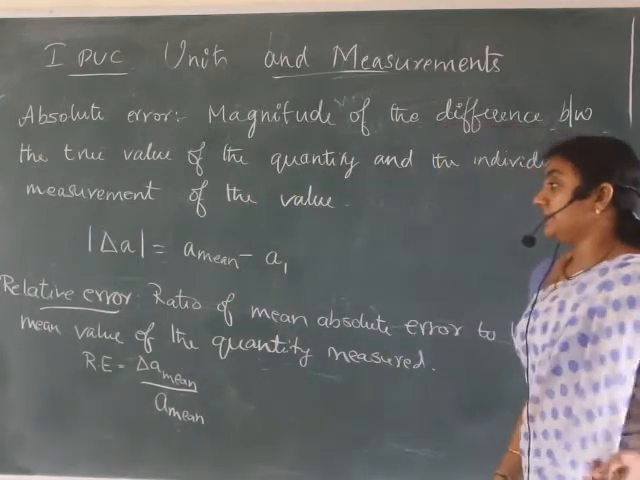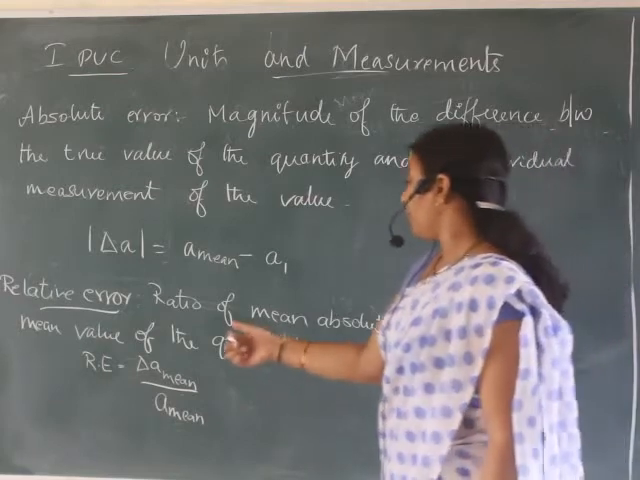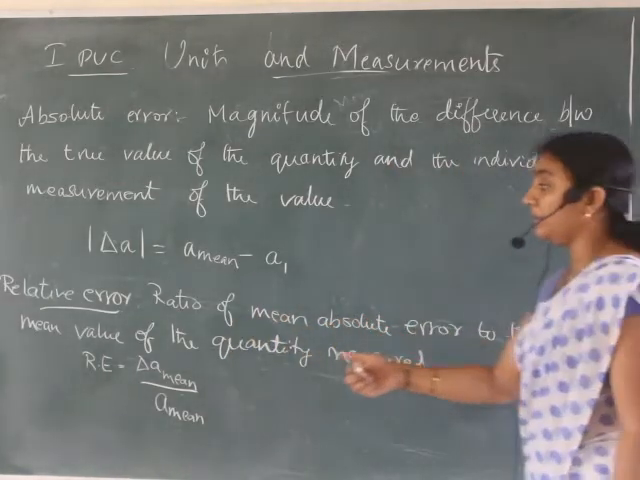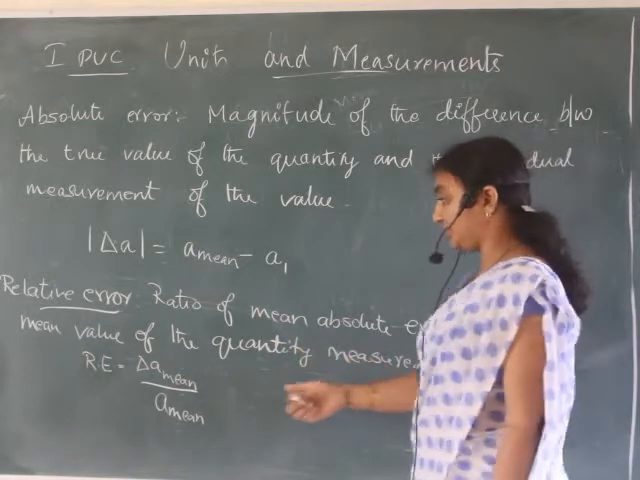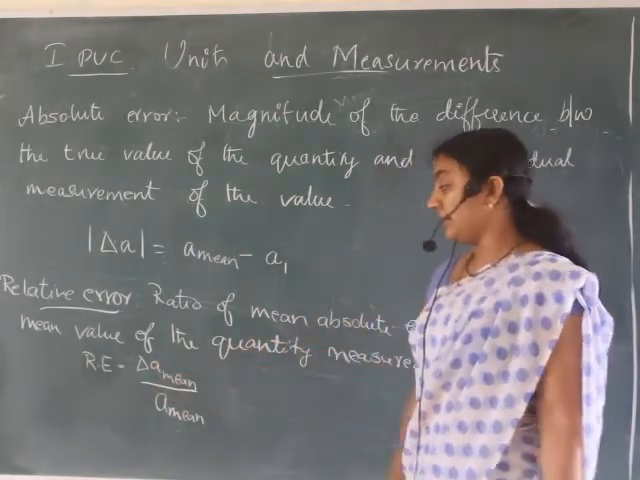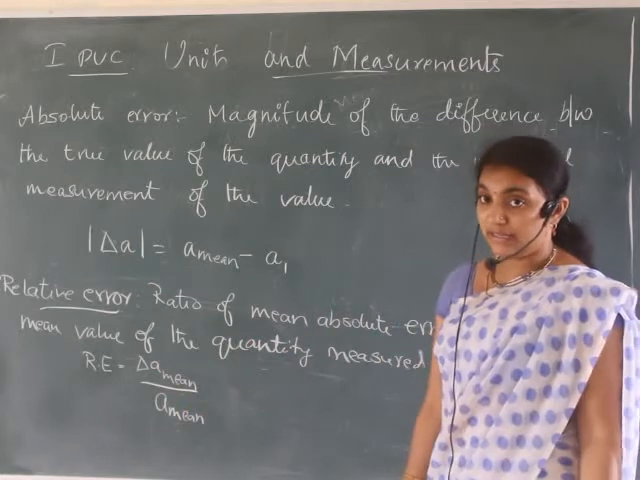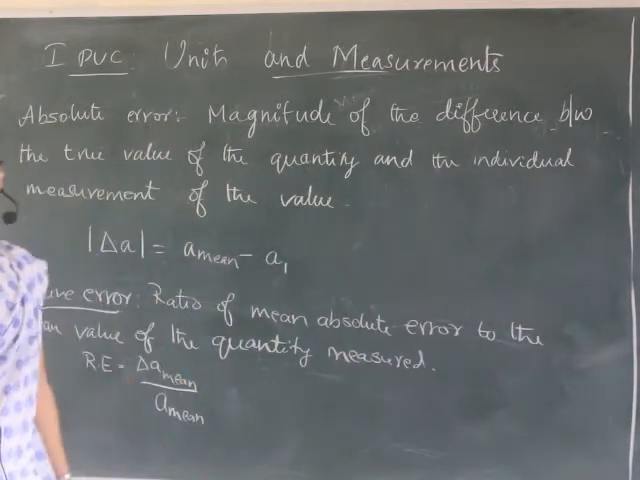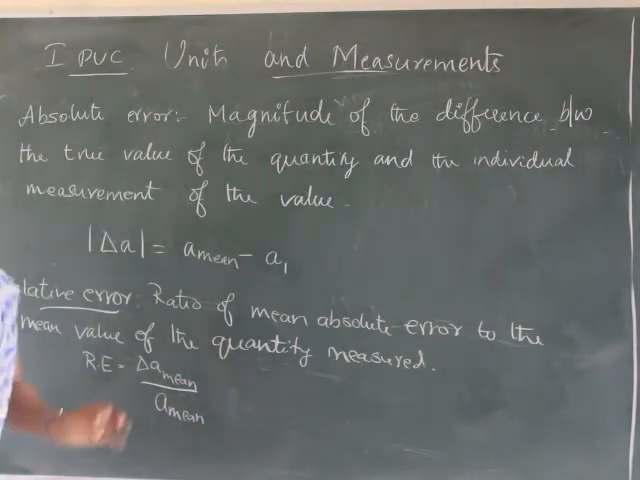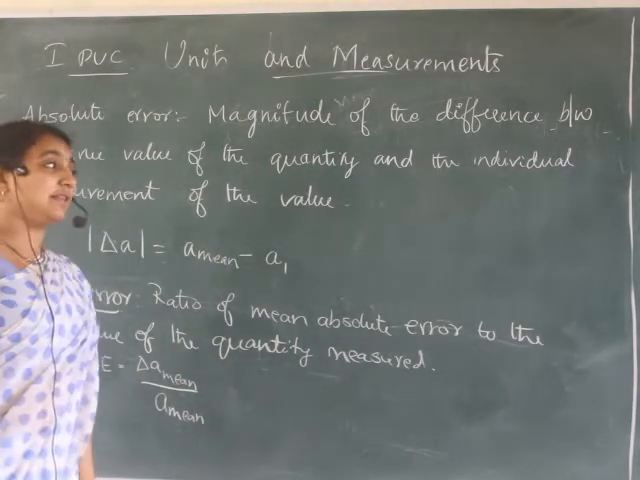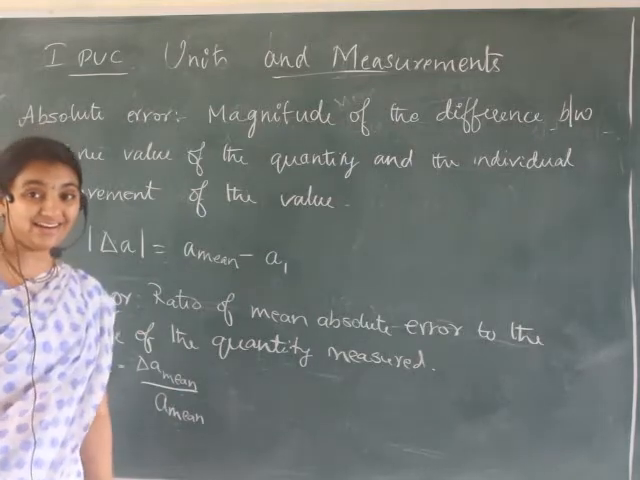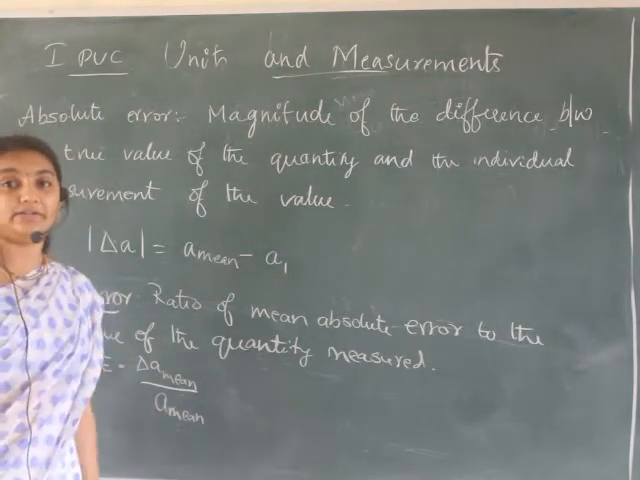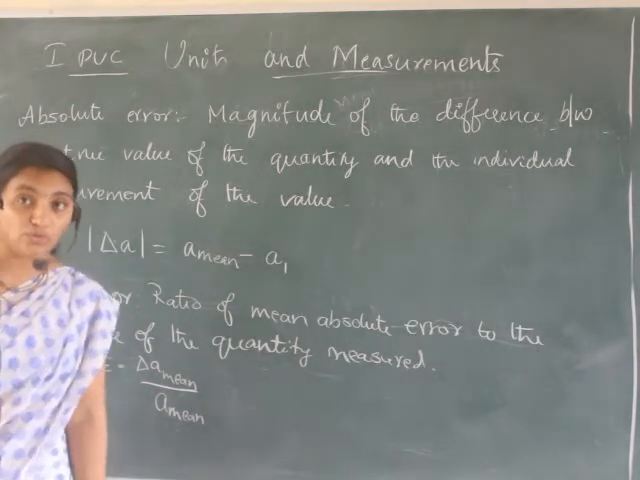Okay. Next is relative error. It is the ratio of the mean absolute error to the mean value of the quantity measured. So R is equal to delta A mean by A mean. Then one more is percentage error. The relative error expressed in percentage is nothing but percentage error. That is nothing but relative error into 100. You have to write it on your own.